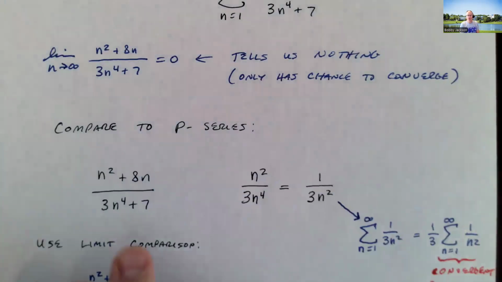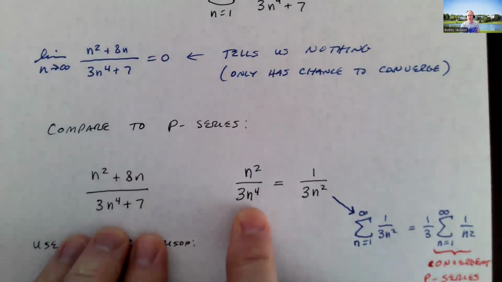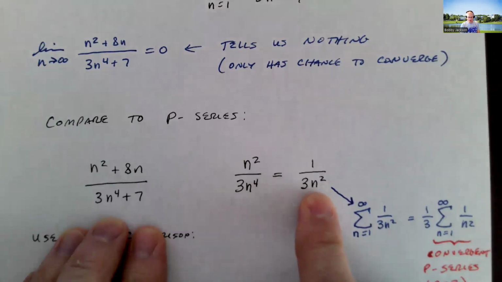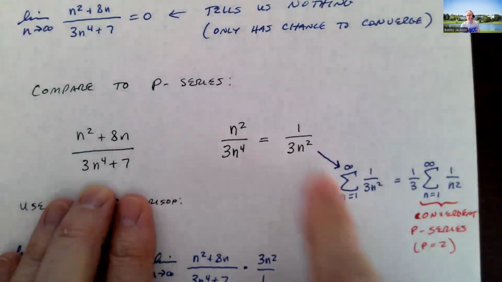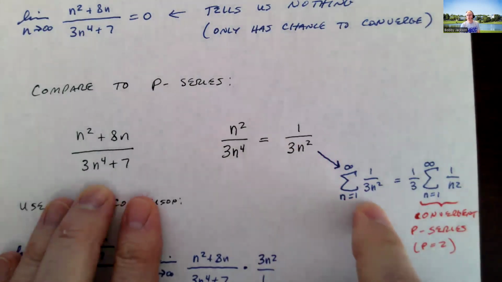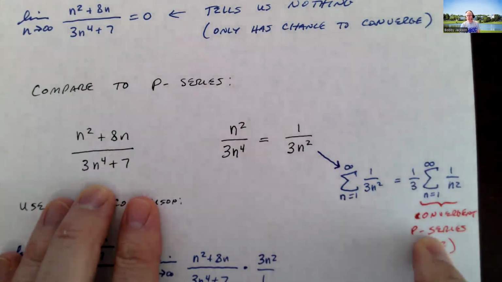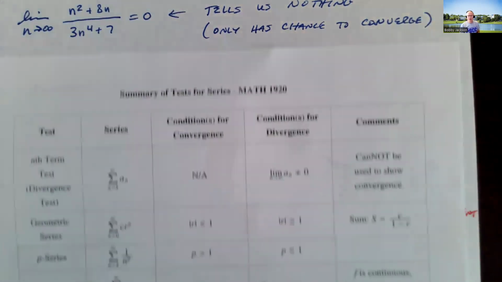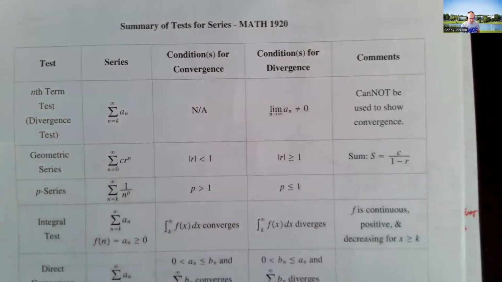So I'm going to compare to a P-series, and how do I do that? Well, if I take the highest degree term in the numerator and the highest degree term in the denominator, I get this thing, which simplifies down to this. So I'm going to compare it to this series. And notice we know this is a P series. If I factor out the 1/3, this is a P series, P equals 2, so it's convergent. Remember our P series tests: if the value of P is greater than 1, it's convergent. Value of P less than or equal to 1, it's divergent.